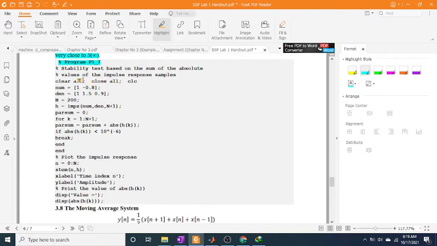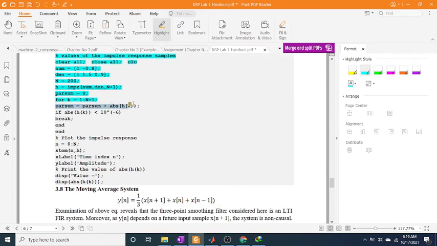%Program P1_7. Stability test based on the sum of the absolute values of the impulse response samples. Clear all, close all, clc. num = [1 -0.8]; den = [1 1.5 0.9]; N = 200; h = impz(num,den,N+1); parsum = 0; for k = 1:N+1, parsum = parsum + abs(h(k)); if abs(h(k)) < 10^-6, break; end; end.